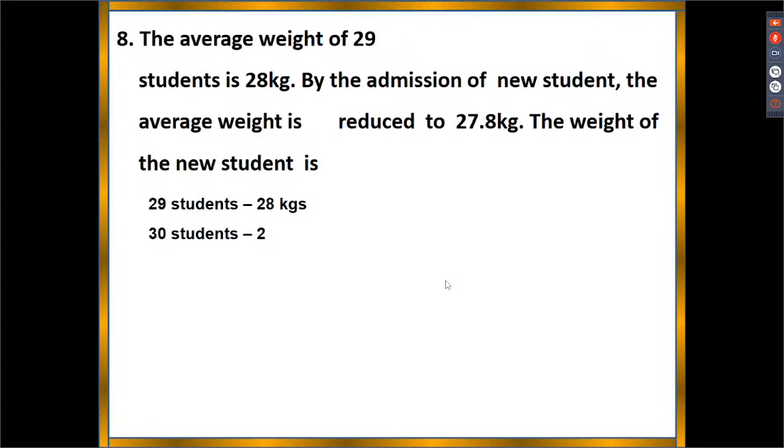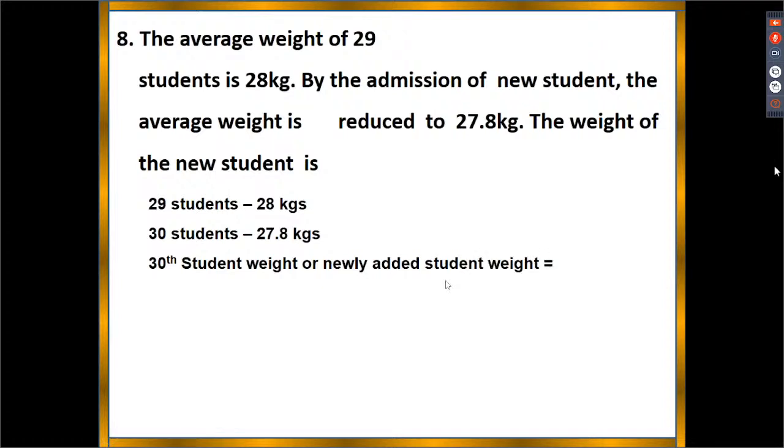The average is 27.8. The number of persons is increasing by one. The number of students 29 becomes 30, increasing, but the average is decreasing. Then both are inversely proportional, so you have to take the minus. What is the gap? 28 to 27.8, 0.2 is the gap. That may be innings score or weight or age, whatever it may be. 0.2 is the gap. Clear. So what is the value of 0.2 into 30?